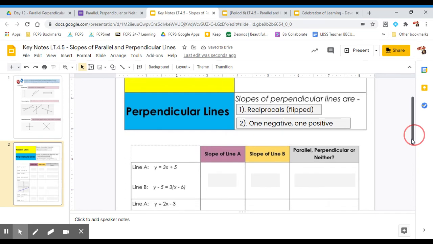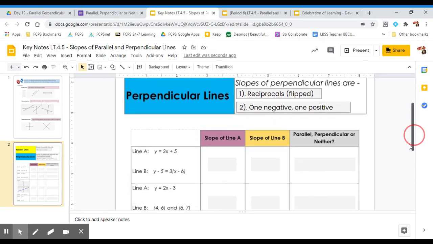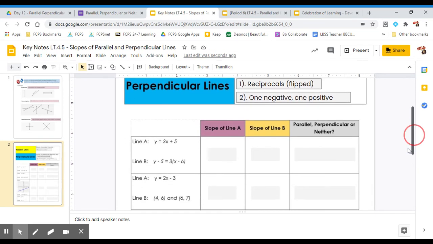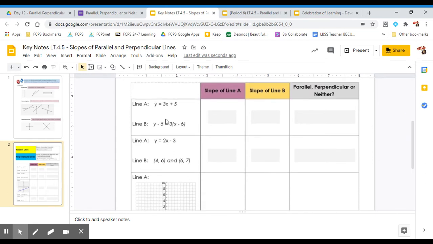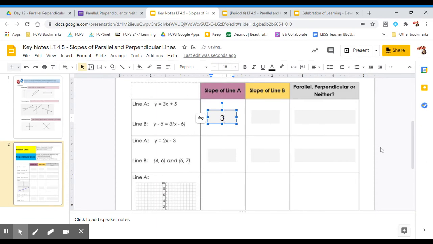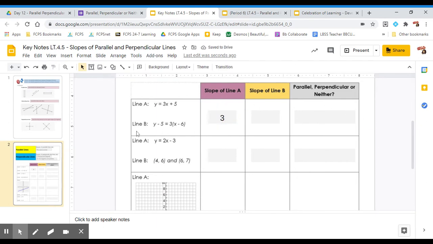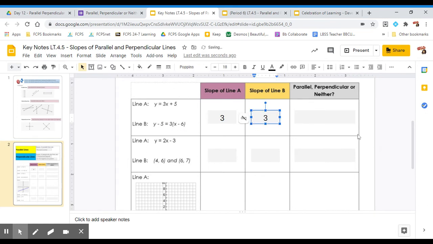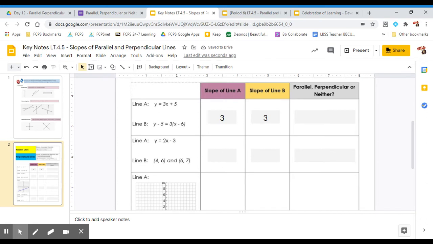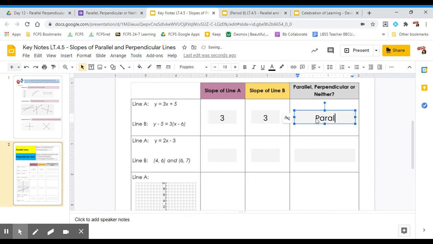So we're going to take a look at these lines, look at their slopes, and determine whether they're parallel or perpendicular. So you can see here, line A is y equals 3x plus 5. The slope here is 3 because it's next to x. Line B is in point slope form, and we know that the m is going to be next to the parentheses, so that's also 3. So if line A has a slope of 3 and line B has a slope of 3, these are parallel.